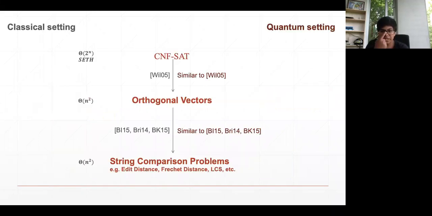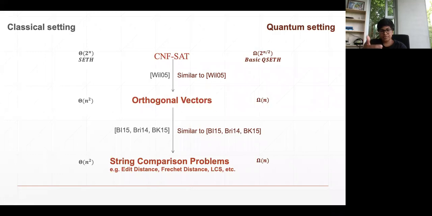Now let's look at this picture again. The thing that is hidden here is the quantum setting. Okay, so we are back to this picture. Now under basic QSETH, CNF-SAT is going to take 2^(n/2) time. And we were able to quantize the classical reduction by Williams from 2005 very easily, and we were able to give a linear lower bound for orthogonal vectors.